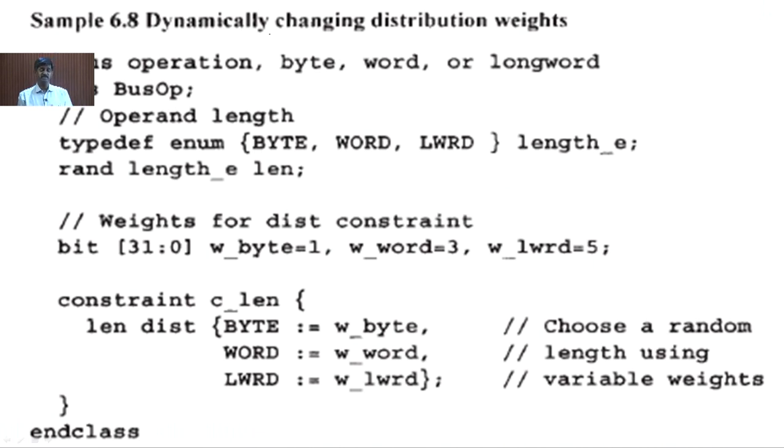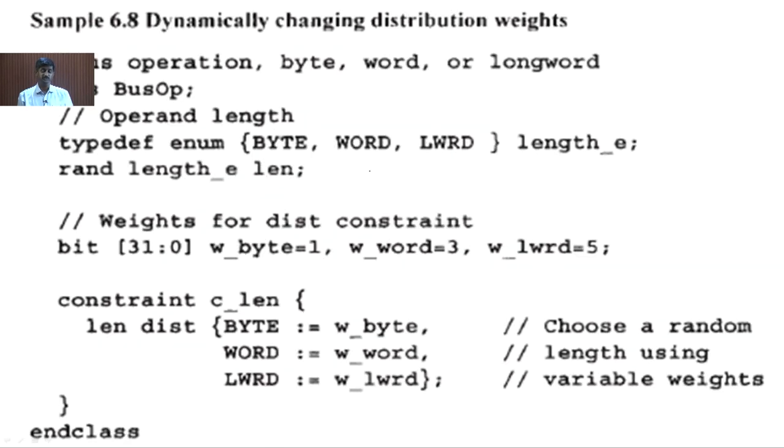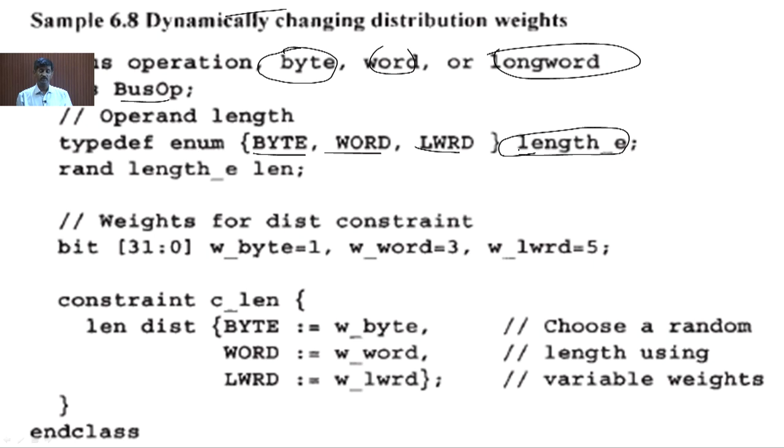So dynamically changing distribution weights: what I told earlier was the static distribution, and this is the dynamic distribution with respect to your definable values. So I have a bus which needs to be operated. I am interconnecting the bus, which takes a byte value, word value and a long word value. So I am creating a class as a bus operation, enumerating either as byte, word and long word to take the value. That is the length I am defining, the length of the bus operation. So I am defining length as rand.